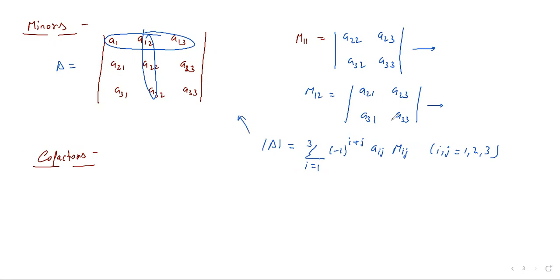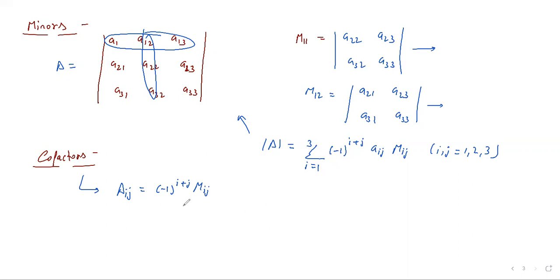Now these are the minors. What are the cofactors? Let's say we are denoting the cofactor by Aij for each position. So my cofactor would be equal to minus 1 to the power i plus j, Mij. This is my cofactor term. So if we multiply the minors with minus 1 to the power i plus j, then we will get our cofactor.